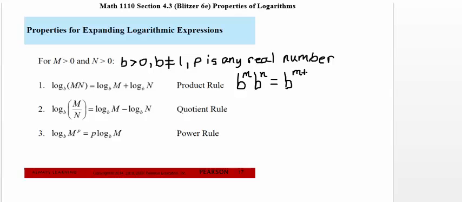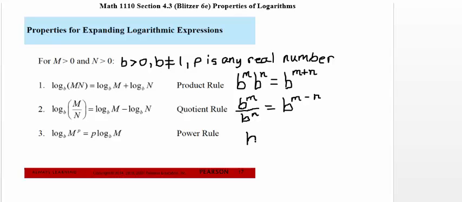That comes from the fact that b to the little m times b to the n is b to the m plus n. So when you multiply exponentials, you add exponents. Remember, logarithms are exponents. So when I multiply the input, I'm adding the exponents. The quotient rule comes from the fact that b to the m divided by b to the n is b to the m minus n.